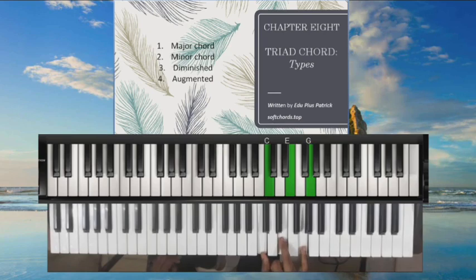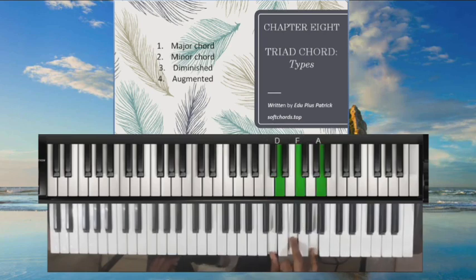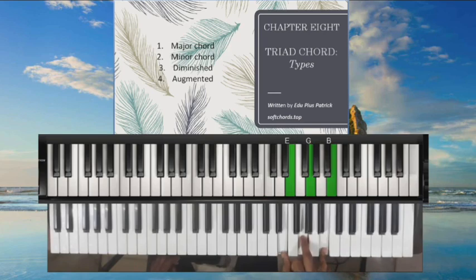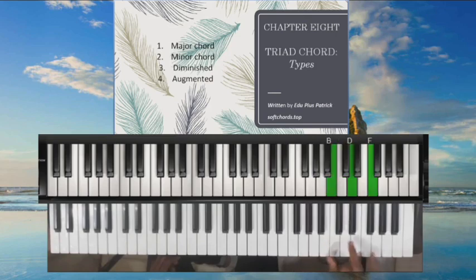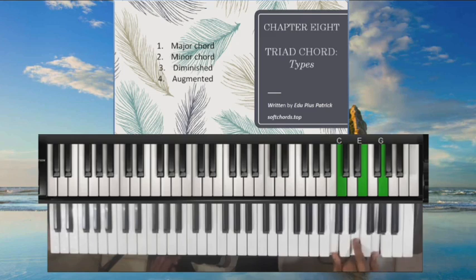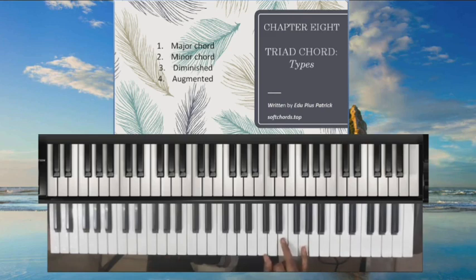So recapping, C is major, D is minor, E is minor, F is major, G is major, A is minor, B is diminished, and then back to C major. So we have only one diminished. You have 3 major and you have 3 minor. So I hope you understand that.